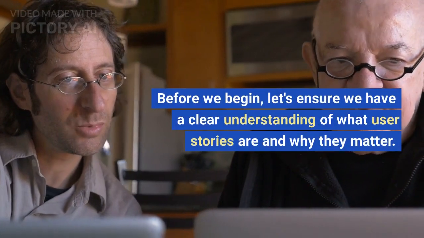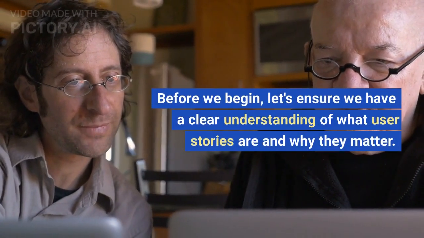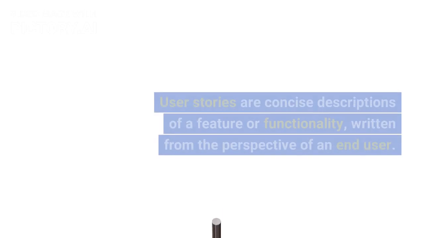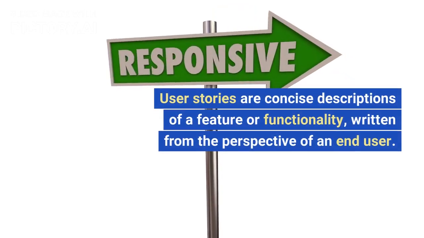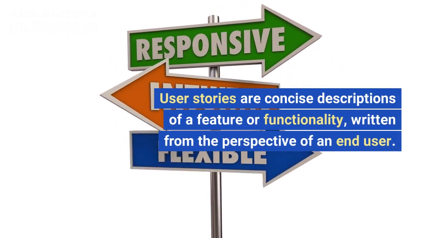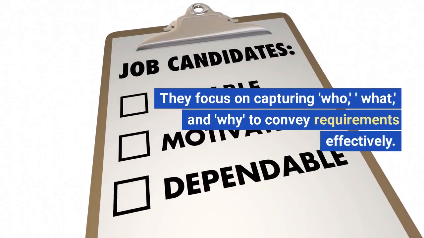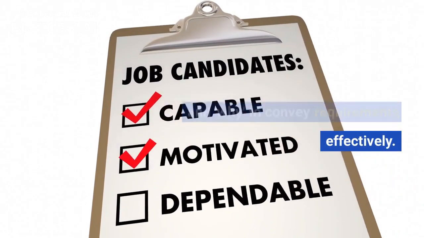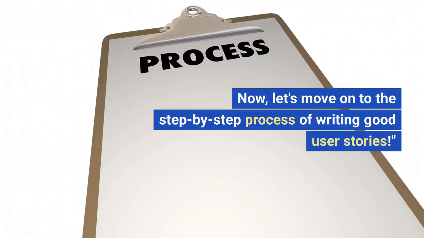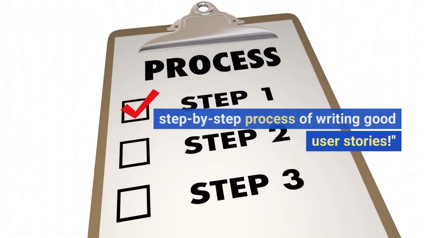Before we begin, let's ensure we have a clear understanding of what user stories are and why they matter. User stories are concise descriptions of a feature or functionality, written from the perspective of an end user. They focus on capturing who, what, and why to convey requirements effectively. Now, let's move on to the step-by-step process of writing good user stories.